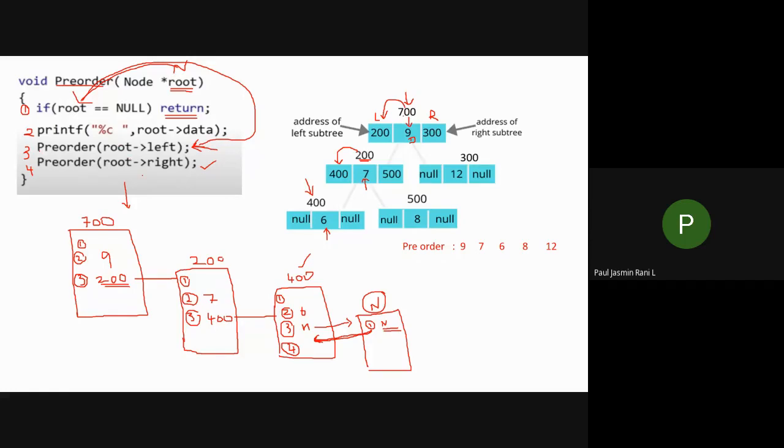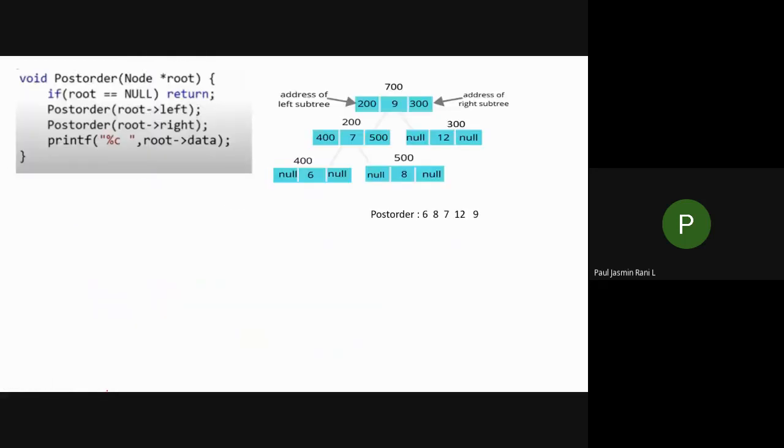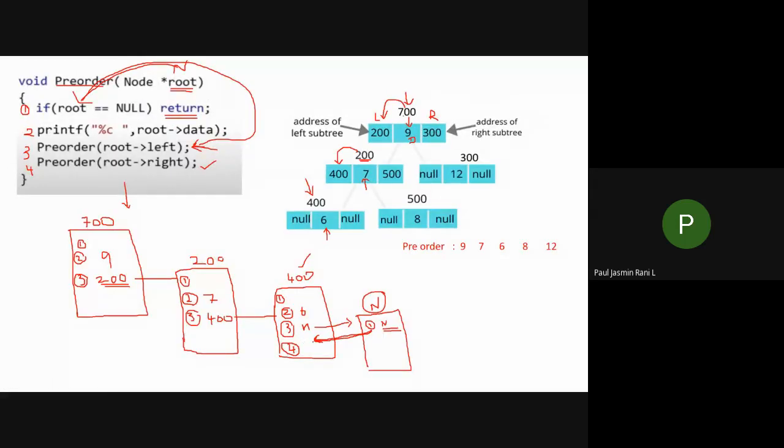So next, I go for the fourth statement. Now tell me, what is the current root value? Anyone? Whether it is null or it is 400. You're here. So now you're here. When I'm here, what will be the current root value? Any guess?